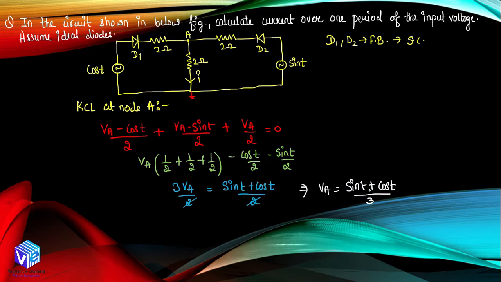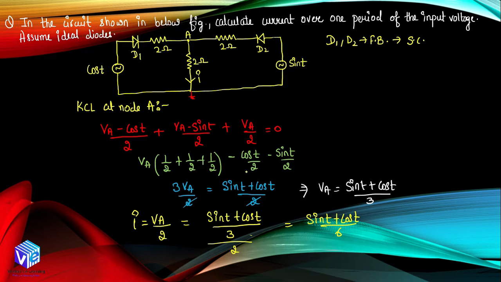So this is how we have calculated VA. Now we had to find out the current. The current flowing through this branch, if I know VA, what would be the current? I can apply Ohm's law. I will be equal to the voltage upon the resistance. What is the resistance? It is 2 ohm. So VA is sin t plus cos t upon 3, and now we will be having upon 2. So we will be having I as sin t plus cos t upon 6.